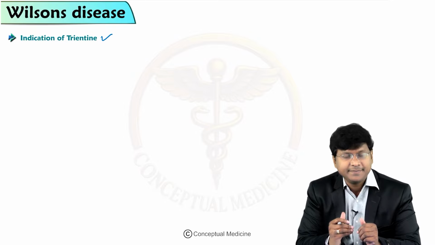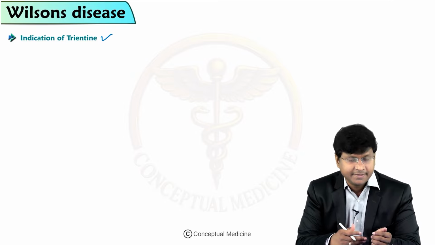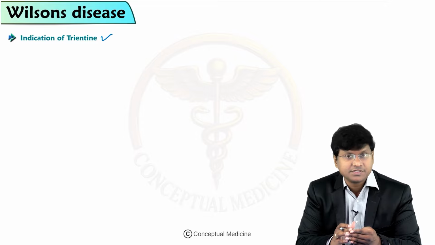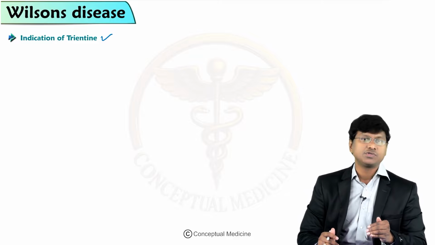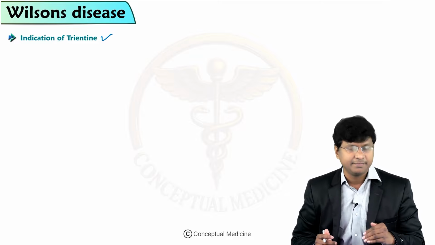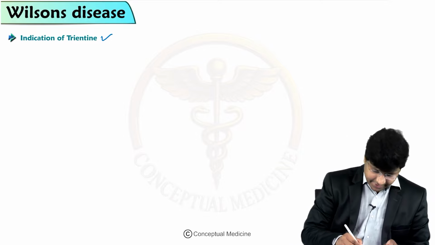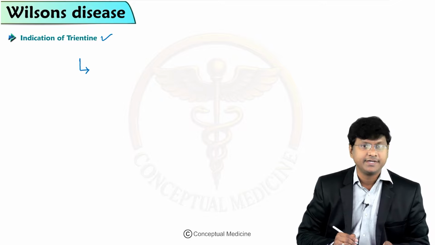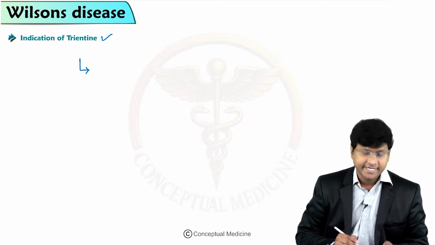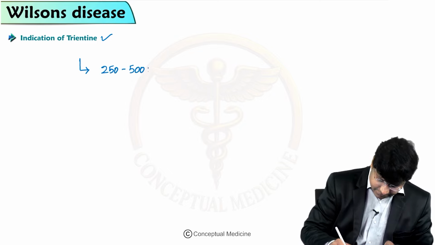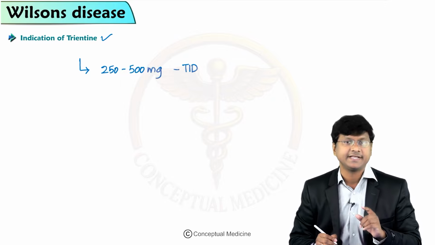Suppose D-penicillamine treatment cannot be tolerated because of its adverse effects: gastrointestinal intolerance, hypersensitivity reactions, autoimmune reactions, nephrotoxicity or bone marrow toxicity. Then you need to consider the usage of trientine, right? And what is the dosage of trientine? That is 250 to 500 milligrams 3 times a day.